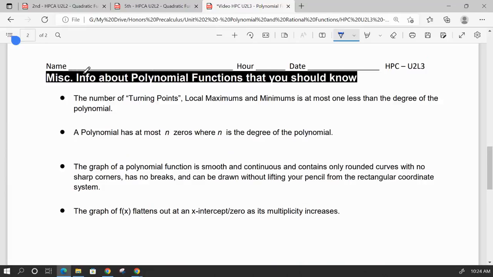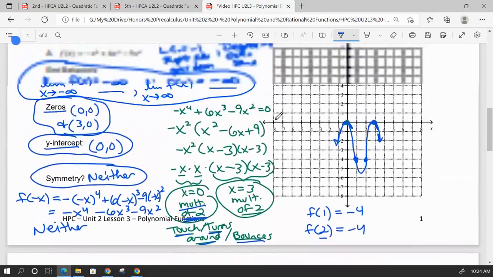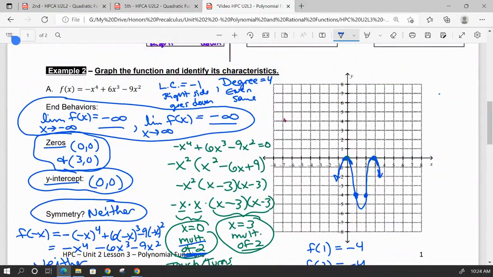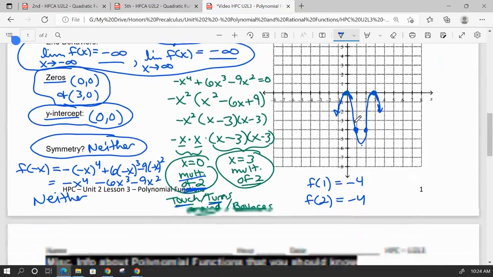So some miscellaneous information that you need to know about polynomial functions. The number of turning points, or local maxes and mins, is at most one less than the degree of the polynomial. So if I apply that, if you look at the degree of your polynomial, it is 4. How many turning points does it have? 1, 2, 3. So 3 turning points when the degree is 4. So 1 less than what the degree is.